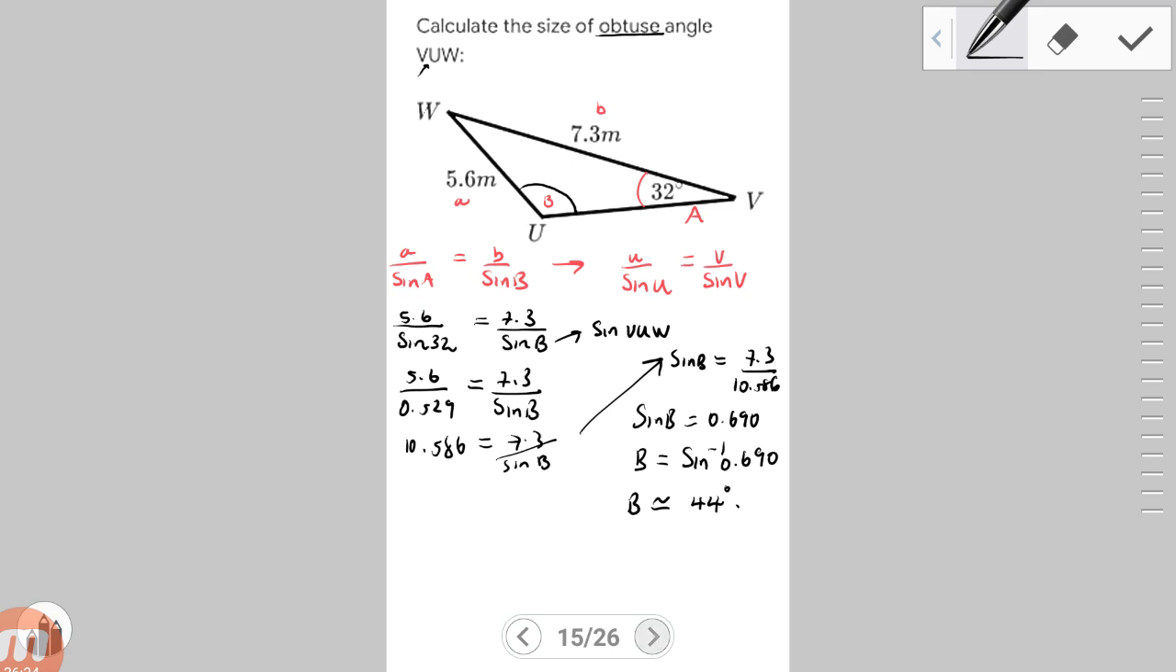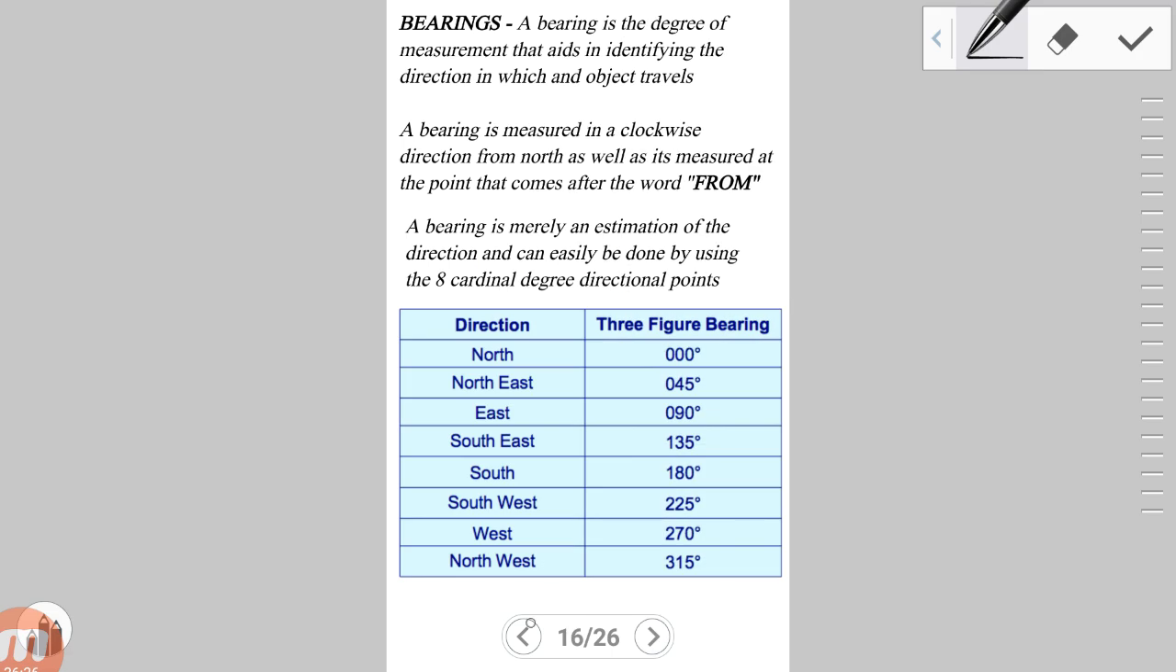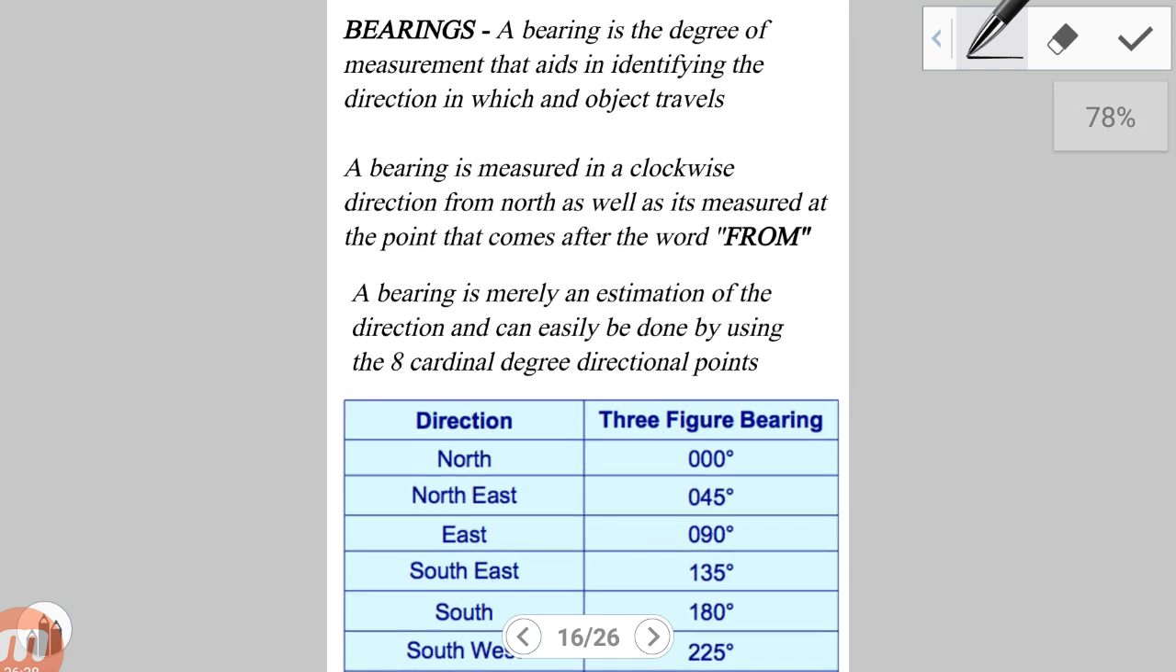Now, these two rules are going to be vitally important because on screen here you can see that my next tutorial video is going to be on bearings. And that's going to be a very interesting video.